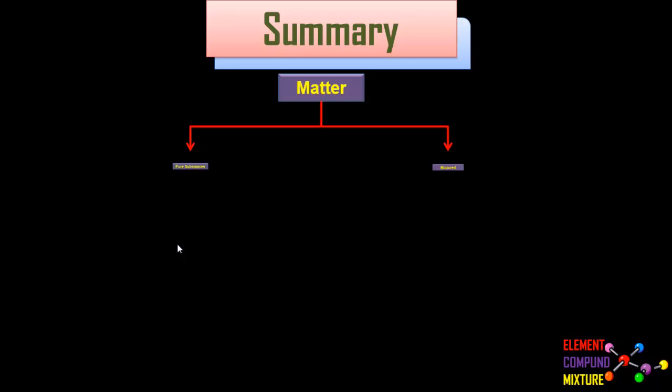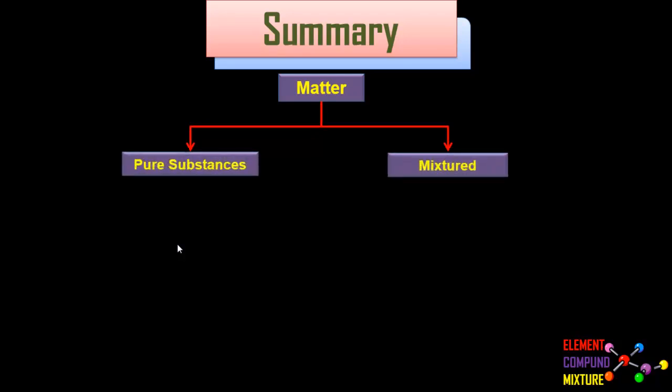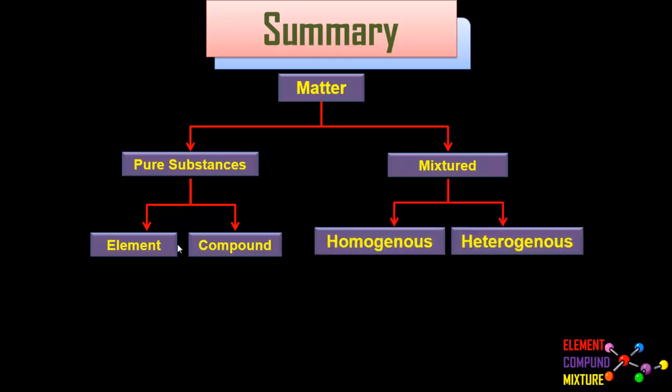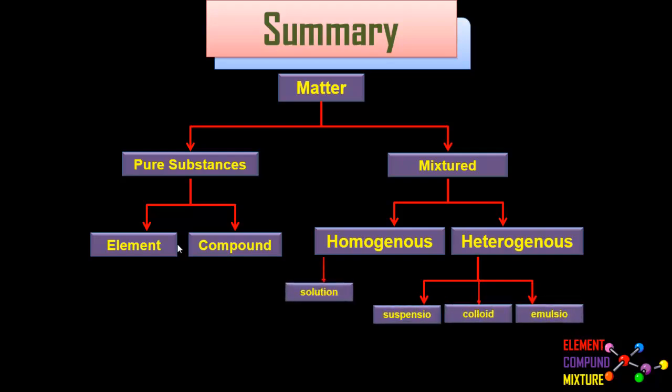So we get a summary. Matter has two kinds: pure substance and mixture. The pure substance is element and compound. The mixture is homogeneous and heterogeneous. Heterogeneous mixtures are suspension, colloid, and emulsion. And homogeneous mixture is solution.